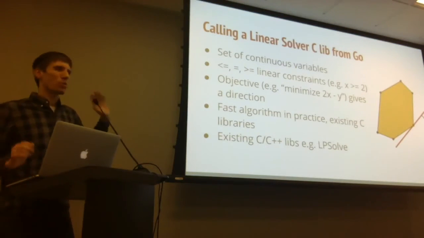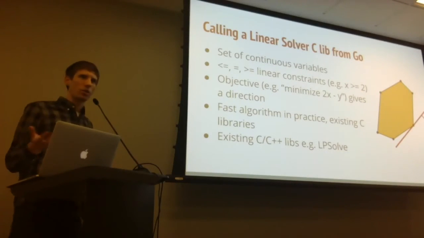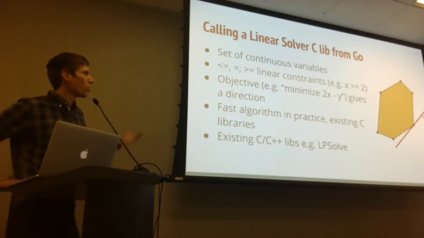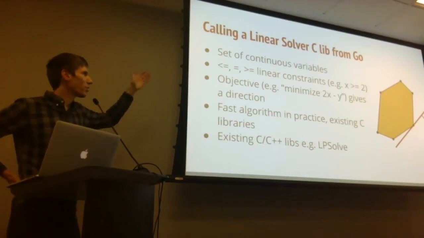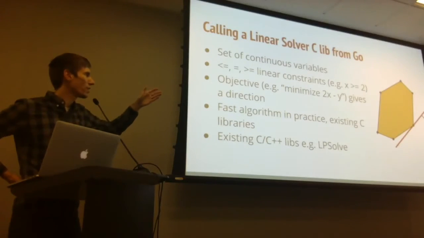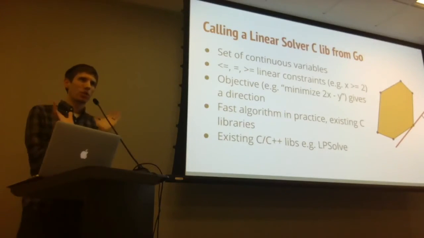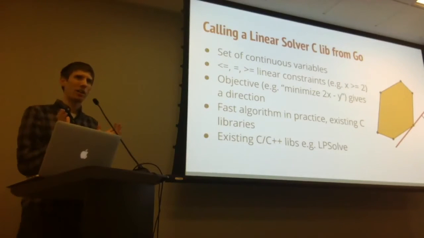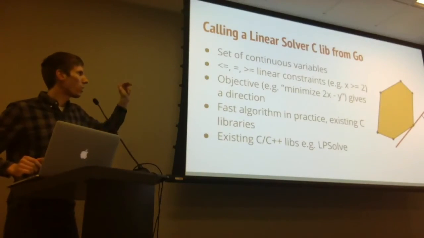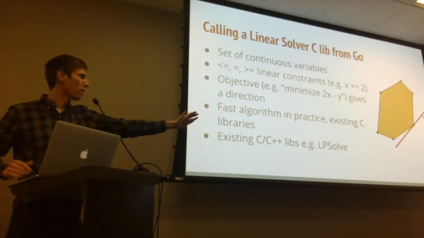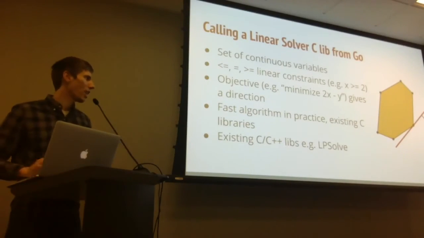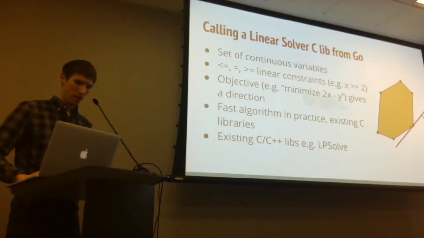So this is what got me into CGO, is wanting to do a linear program in Go. So linear programming, really simply, you've got continuous variables, you've got linear constraints. It forms basically those constraints, hedging it into like a polygon or a polytope. You want to find the objective function, and then there's an existing library, LPSolve, that I used.